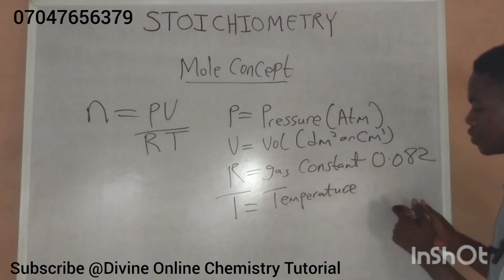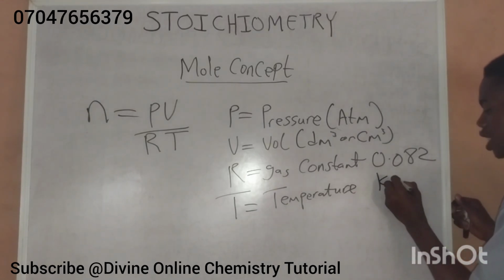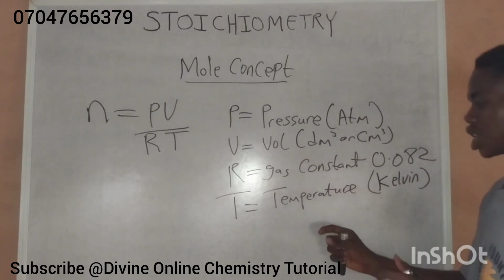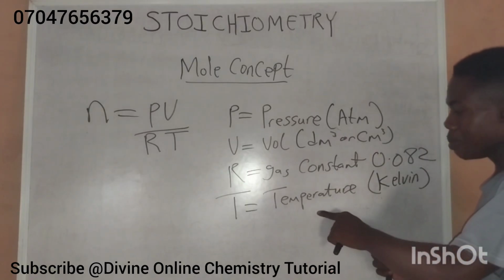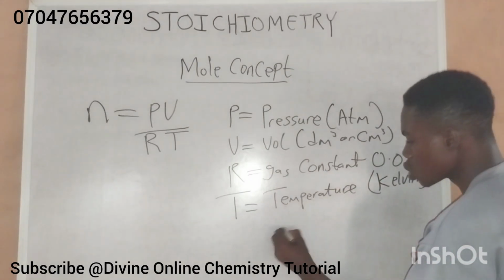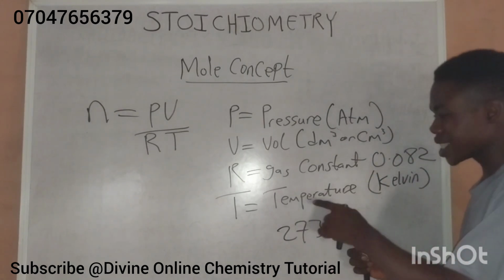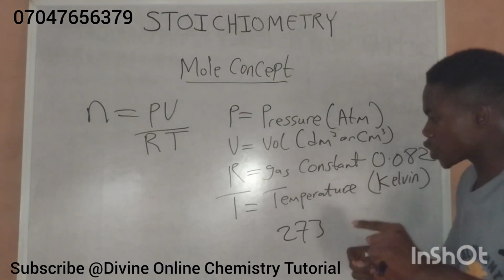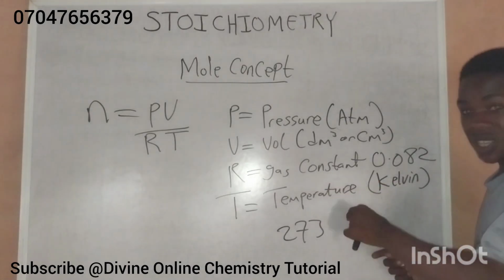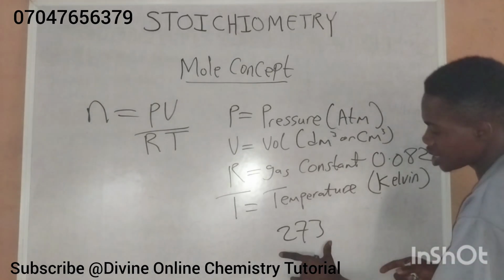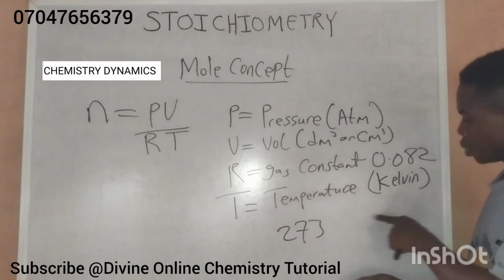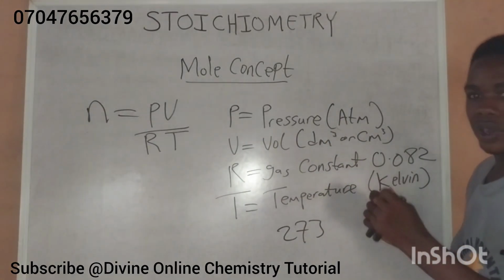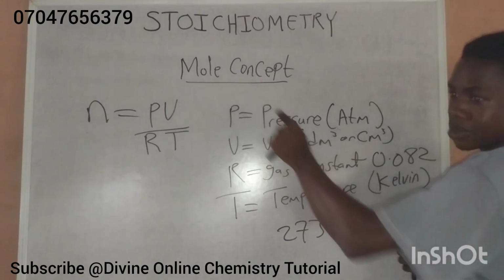Temperature is given in Kelvin. But if you are given degrees Celsius, you convert it to Kelvin by adding 273 to the temperature you are given in degrees Celsius, because temperature must be in Kelvin. Then you get your temperature in Kelvin. Please take note of all these formulas. They are very helpful in stoichiometric calculations involving mole concept.